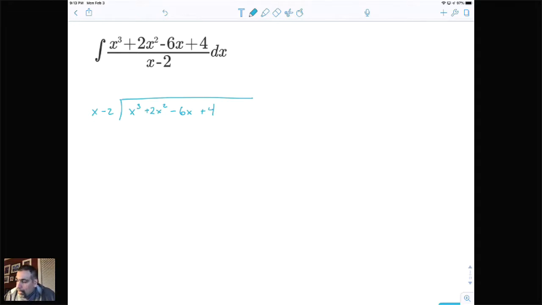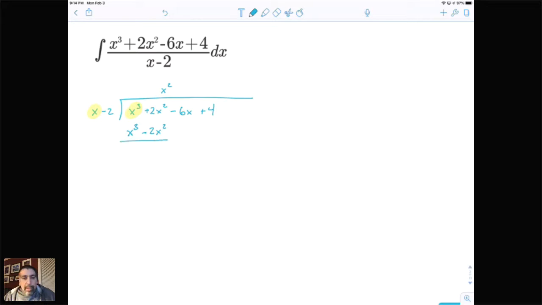Every time I do long division, I'm just trying to eliminate the leading term. How do I subtract that leading term out? In this case, what I'm asking is, what do I need to multiply x by to get x cubed? And that's going to be x squared. So if we multiply x minus 2 times x squared, we're going to get x cubed first, and then minus 2 times that x squared, which is minus 2x squared.